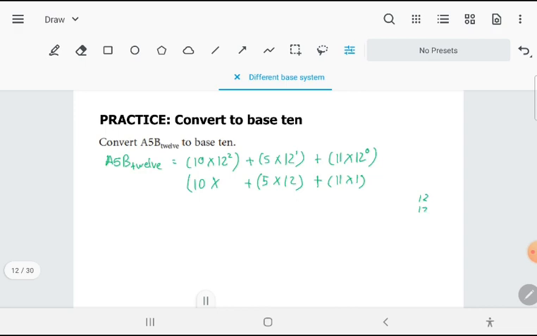times 12 squared, which is 144. So 5 times 12 is 60, and 10 times 144 is 1440. If we get the sum, that would mean A5B base 12 is equal to 1511 in base 10.